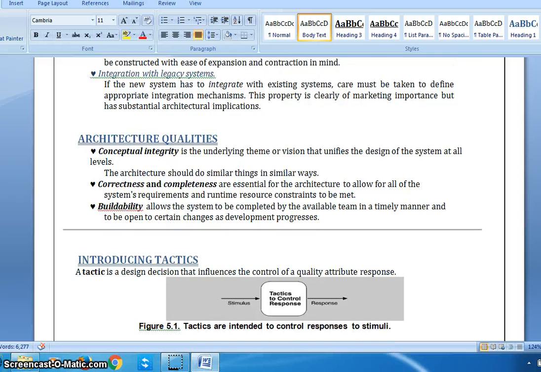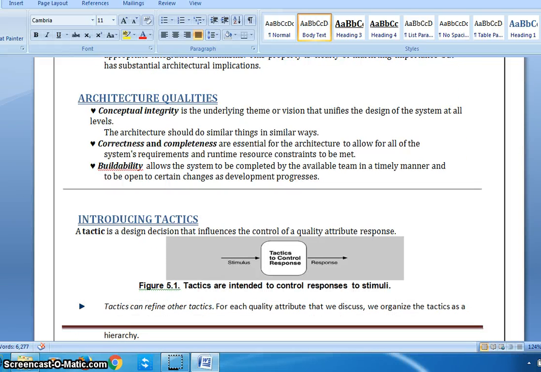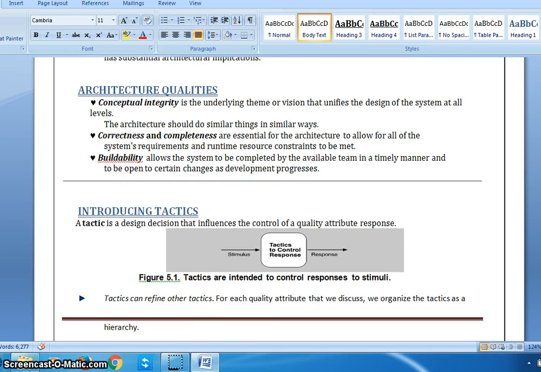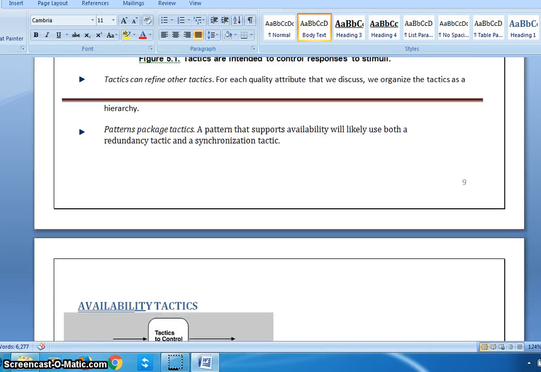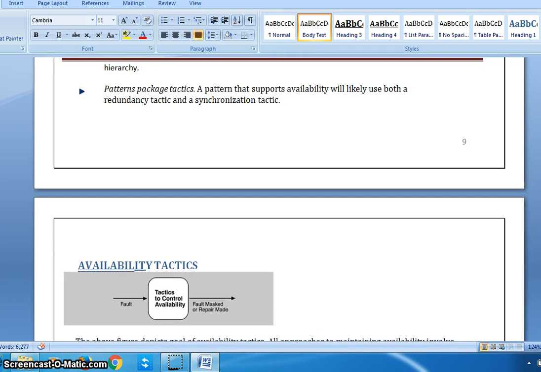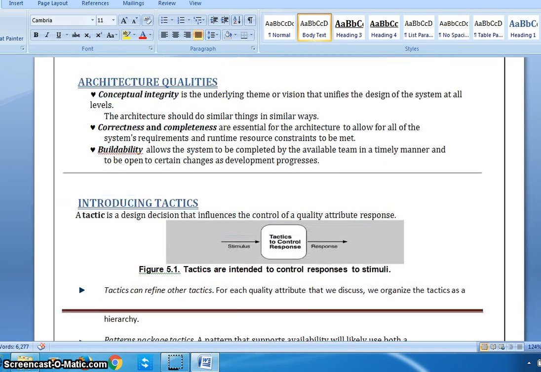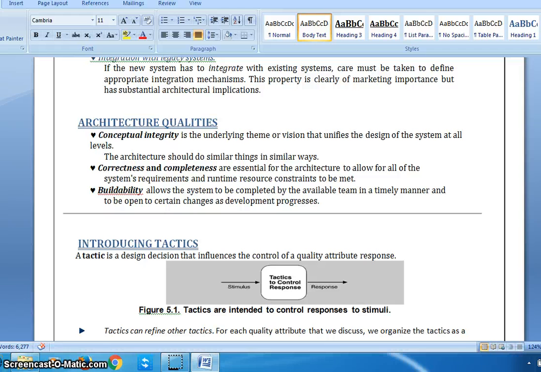And next is architecture qualities. There are 3 architecture qualities defined here. The first one is conceptual integrity. The second one is correctness and completeness. And the third one is buildability.